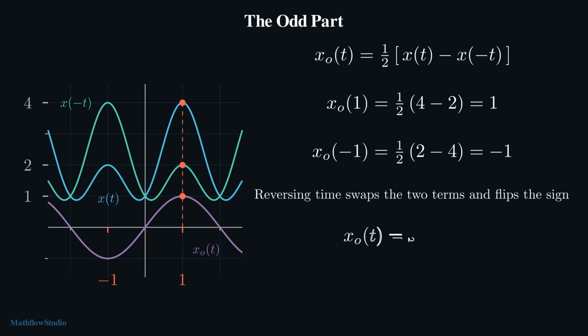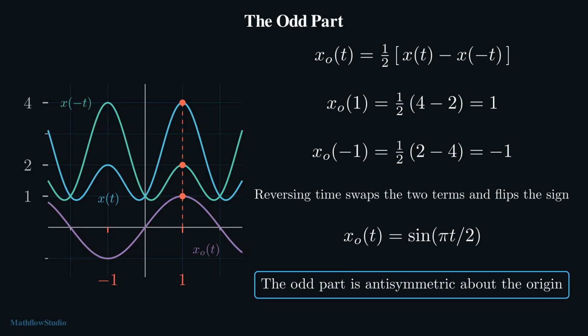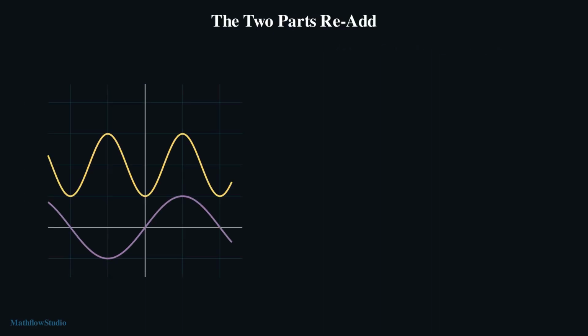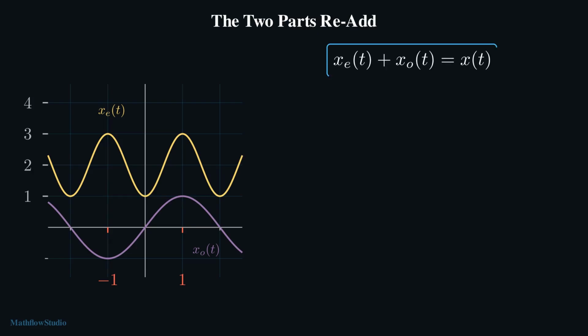Written out, it is a sine wave whose whole cycle takes 4 units of time, twice as long as the even part takes. The odd part is antisymmetric about the origin. The two parts are drawn together, without the signal they came from. Adding them instant by instant is the claim to be checked.